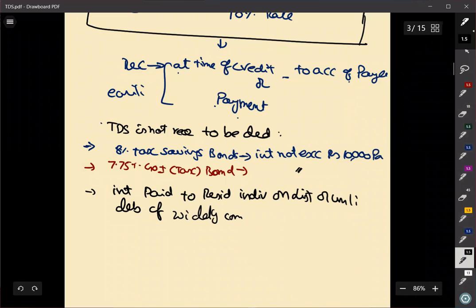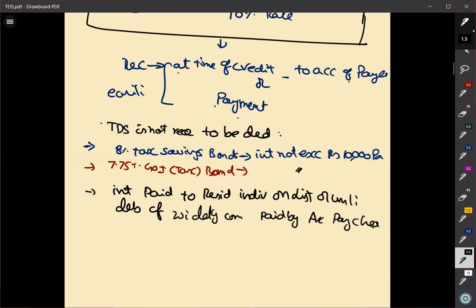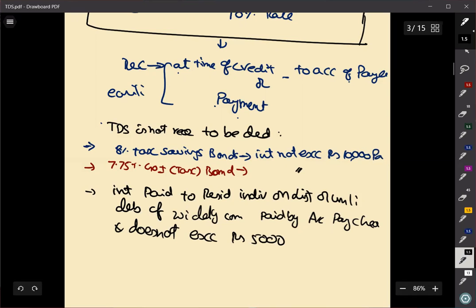Okay, widely held company. And how is the interest being paid? The interest is being paid by account payee cheque and does not exceed rupees 5,000 during the financial year. What is the meaning of widely held company? A public limited company, a company in which a wide number of people are interested.